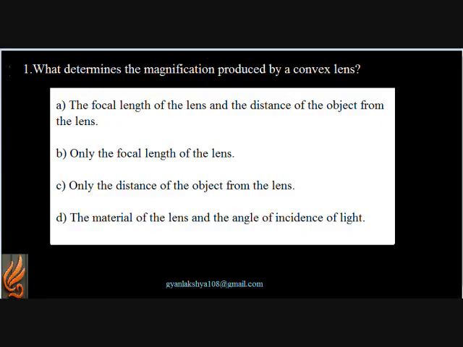What determines the magnification produced by a convex lens? A. The focal length of the lens and the distance of the object from the lens. B. Only the focal length of the lens. C. Only the distance of the object from the lens. D. The material of the lens and the angle of incidence of light.